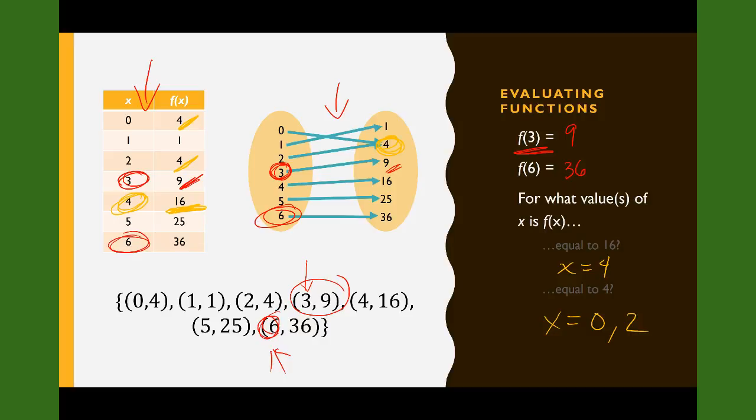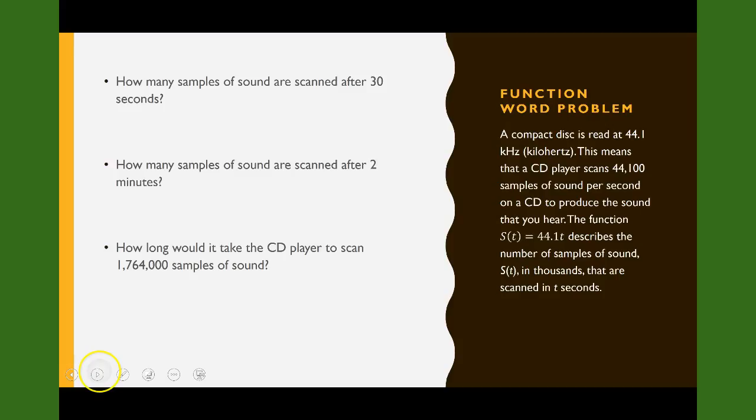So that's how we evaluate functions using a table, mapping, and ordered pairs. Now let's see it again on a different representation. Let's say we have a word problem.